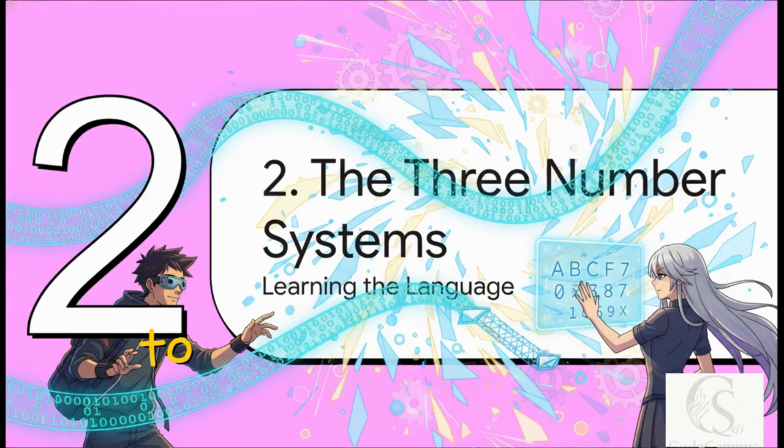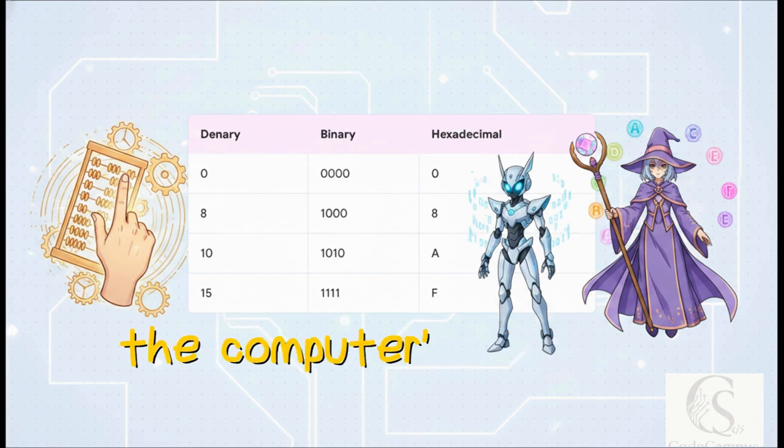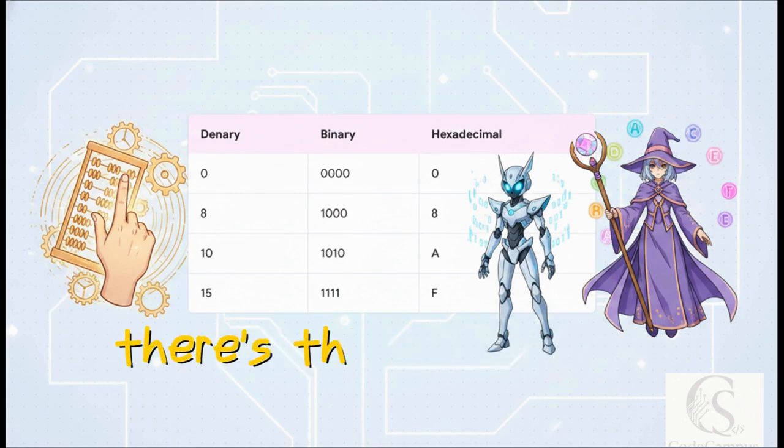Now, computers are totally fluent in binary, but us humans? Not so much. Trying to read endless strings of ones and zeros is just a recipe for a headache. So, to make life easier for us, we use a couple of other number systems that act as a bridge between our world and the computers. Let's break them down. So here are the three main players. You've got denary, or base 10, which is what we use every single day. Then there's binary, base 2, the computer's language. And then there's this really useful one called hexadecimal, or base 16.